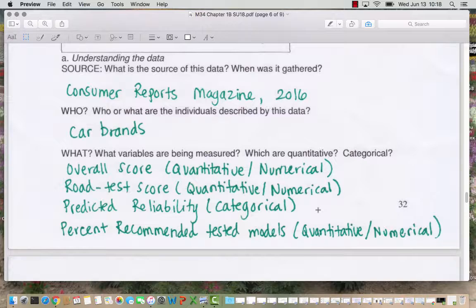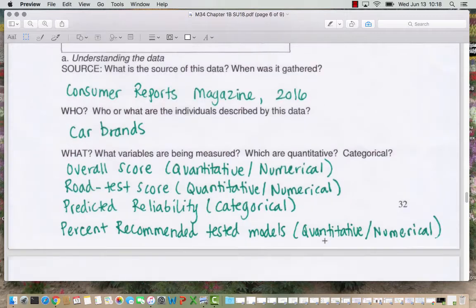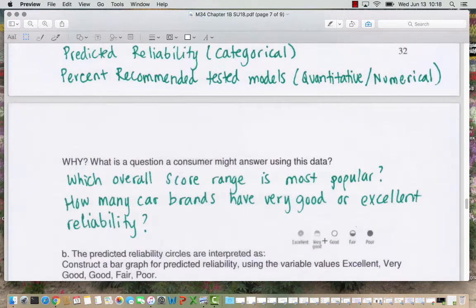So the overall score, that's a quantitative or numerical variable. The road test score is quantitative or numerical. The predicted reliability with these dots here, where the different dots correspond with these category choices from better to worse, that's categorical data. And then the percent recommended tested models from the different makes are quantitative, or you can think about it as numerical data.